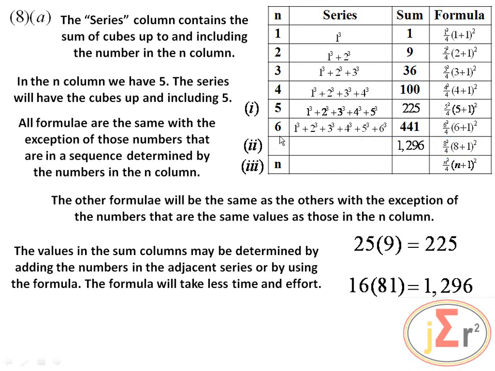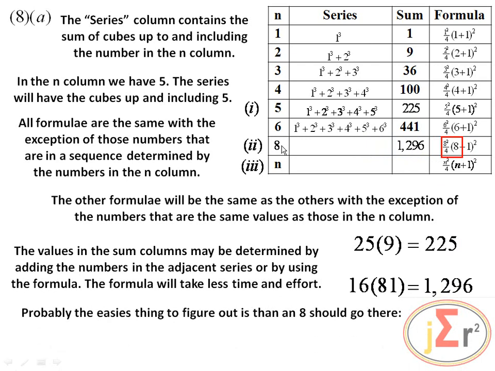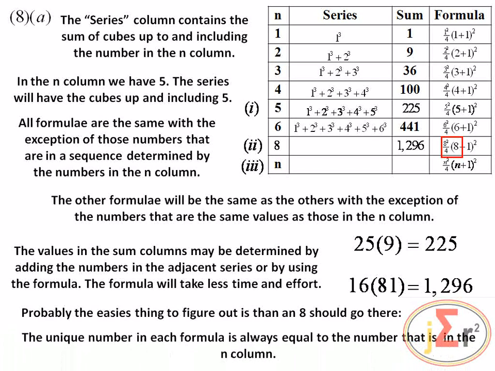What do we imagine will go right here? 8, of course. Probably the easiest thing to figure out is that an 8 should go right there. The unique number in each formula is always equal to the number that is in the n column. So that is the difference between this one and this one. These numbers that we have right here, and we take that for granted.